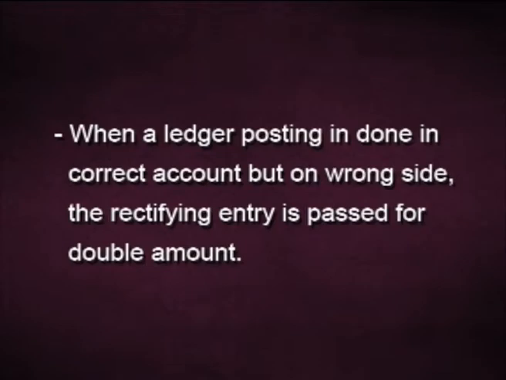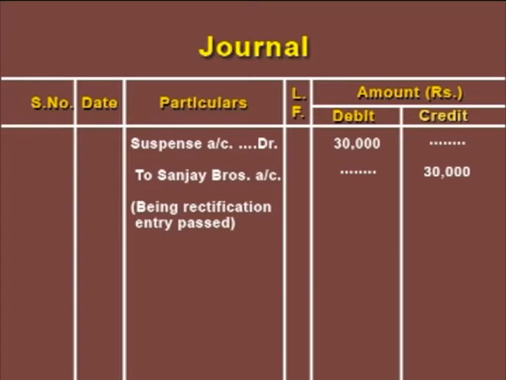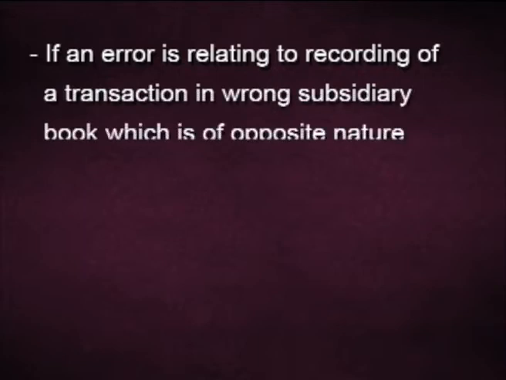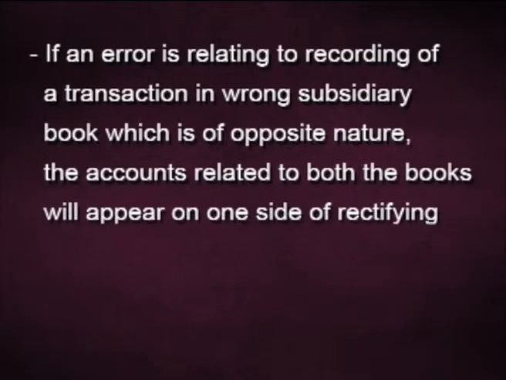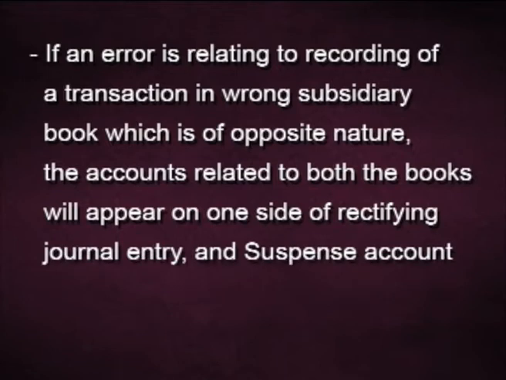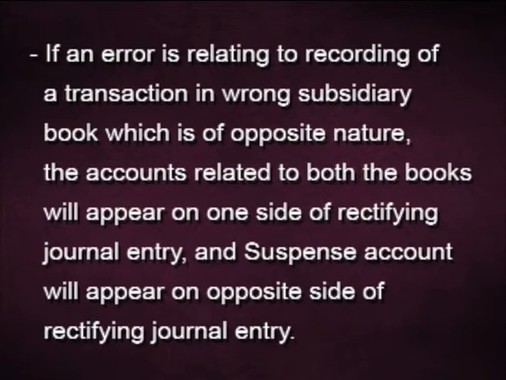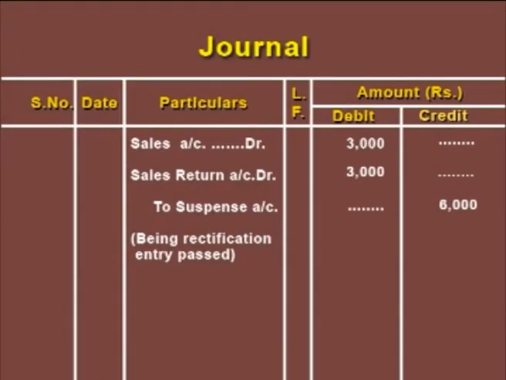When ledger posting is done in correct account but on wrong side, the rectification entry is passed for the double amount. See example 5. If an error is relating to recording of a transaction in wrong subsidiary book which is of opposite nature, for example, sales wrongly recorded in sales return book or purchase book, the account related to both the books will appear on one side of rectification journal entry and suspense account will appear on the opposite side of the rectification entry. You can see example 6 for this.